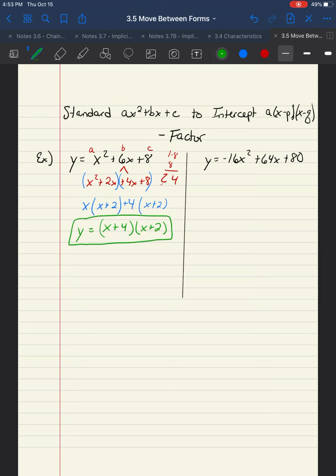Which then means I get the factors of x plus 4, x plus 2. And that is intercept form.